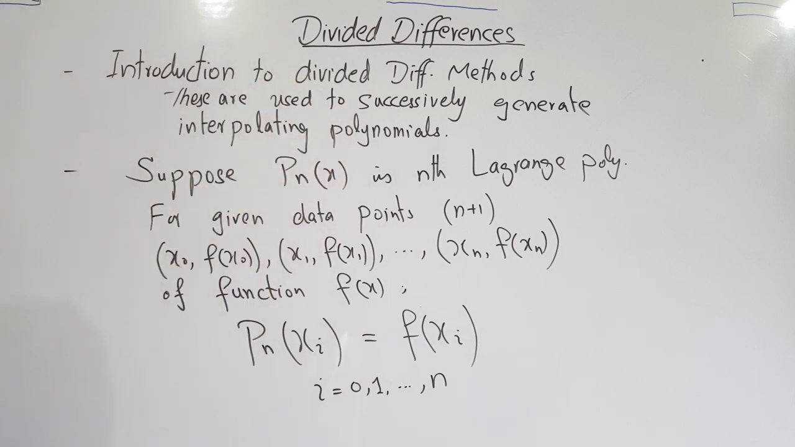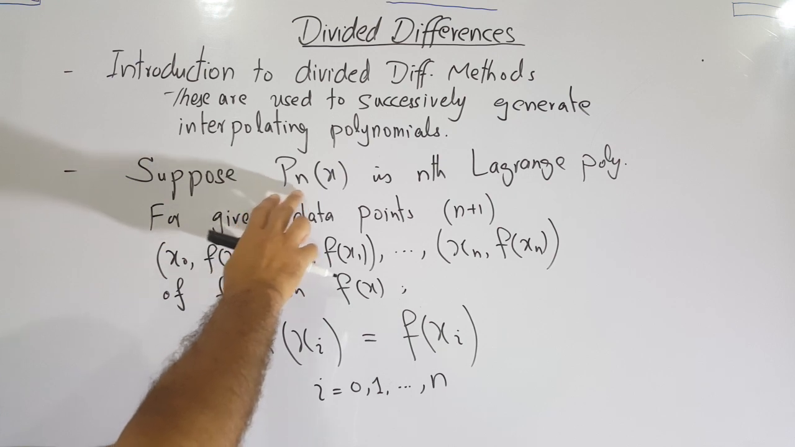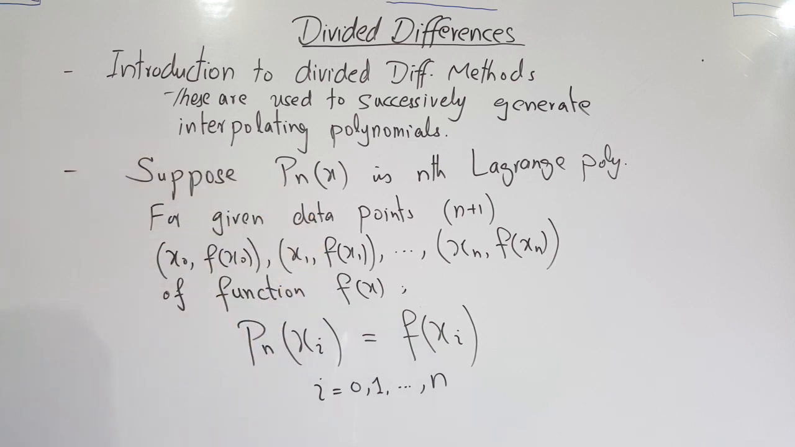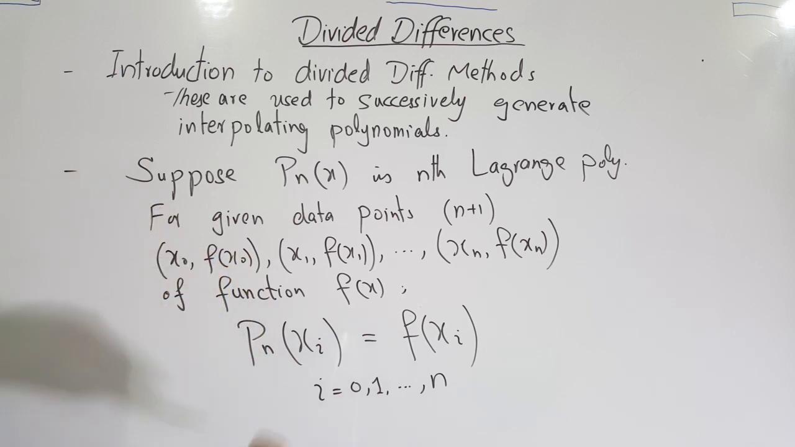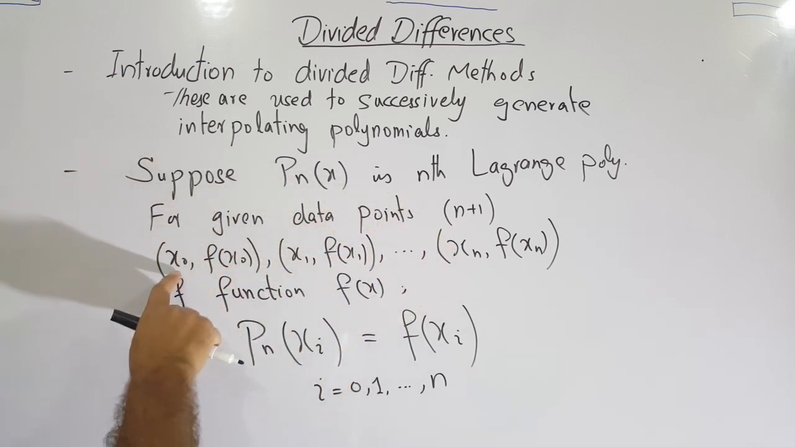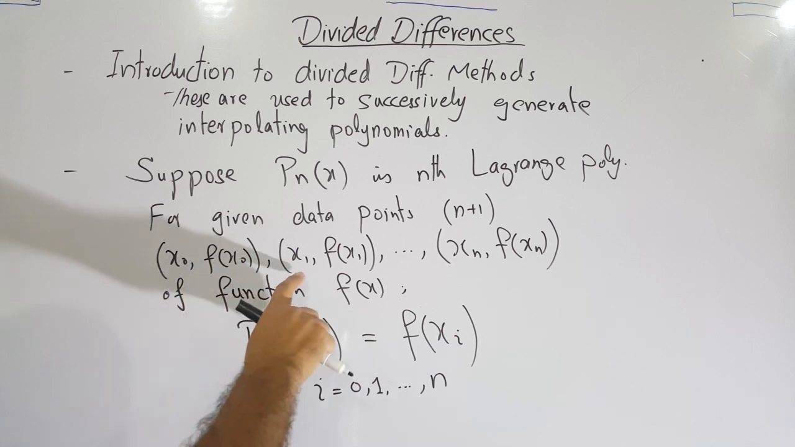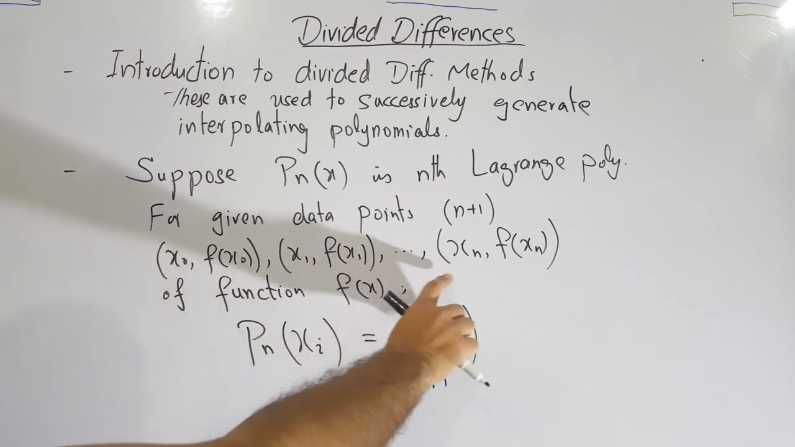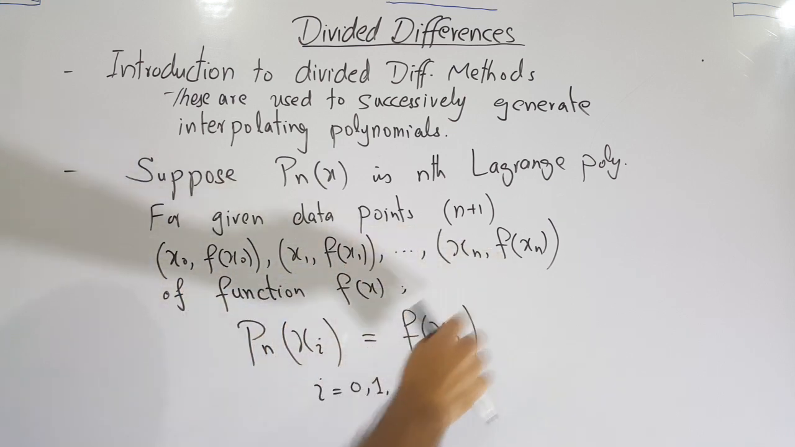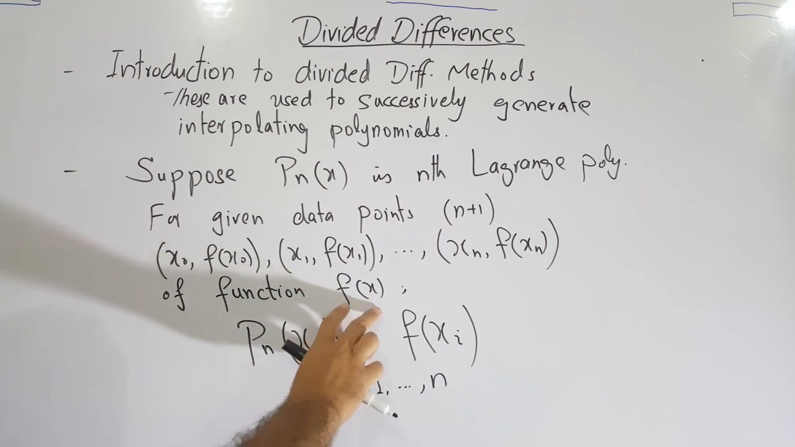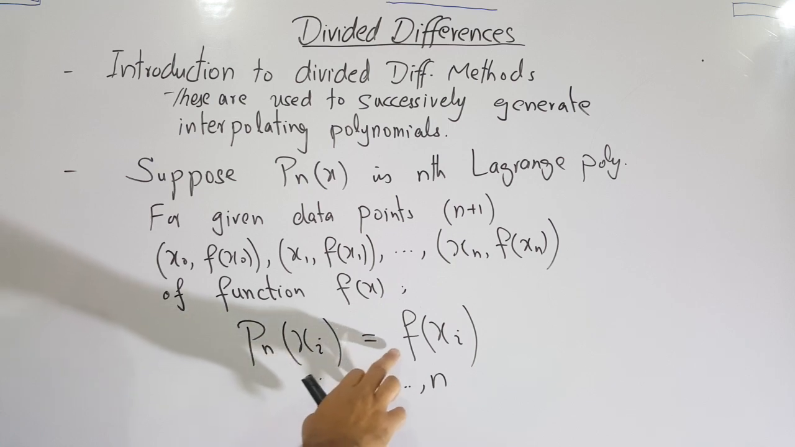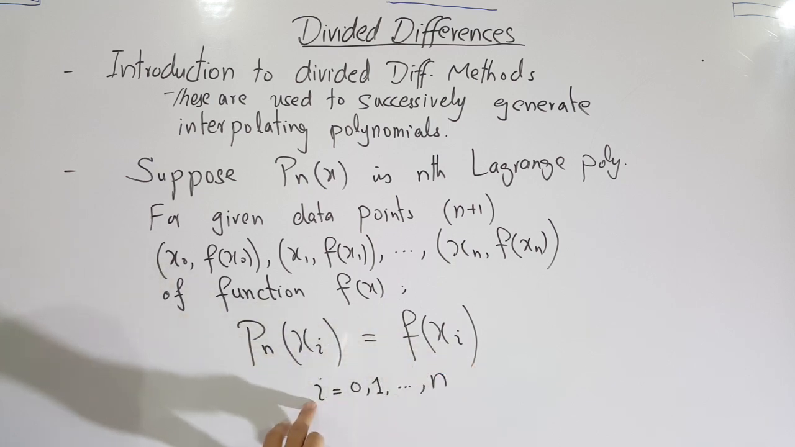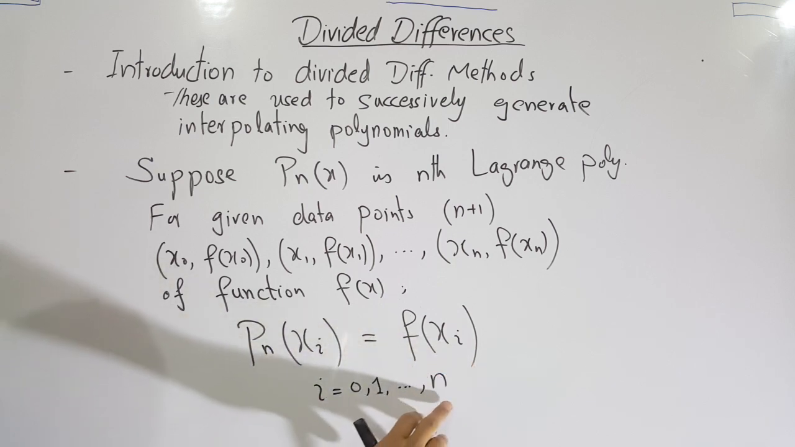So for instance, suppose that Pn of x is the nth Lagrange polynomial for the given n plus 1 data points, x0, f of x0, x1, f of x1, up to xn, f of xn, of the function f of x, where Pn of xi is equal to f of xi for i from 0, 1 up to n.